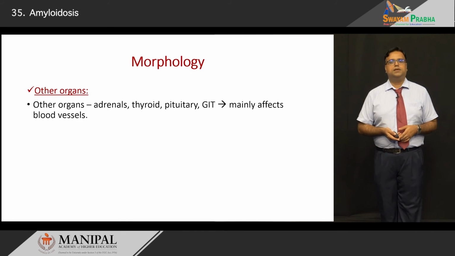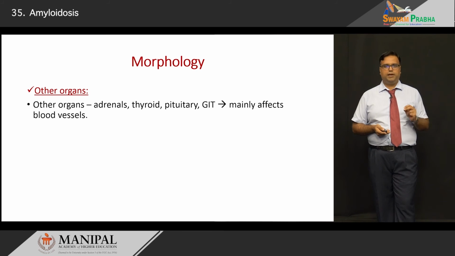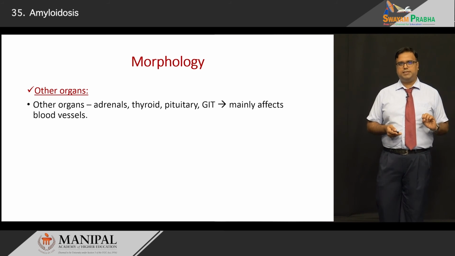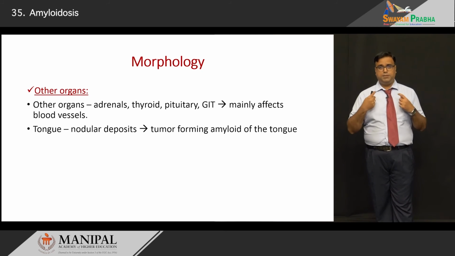The other organs such as adrenals, thyroid, pituitary, usually the blood vessels are the areas where you want to concentrate and look at the wall of the blood vessels. If they are showing some pink material which is extracellular and unusually thick, outside of arteriolosclerosis, you may want to think about amyloid. It can deposit in the tongue.